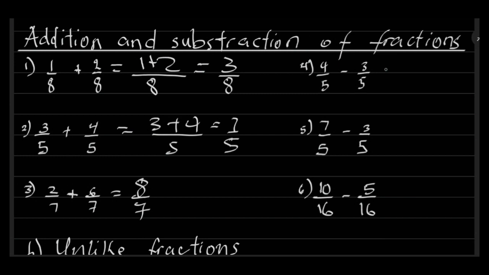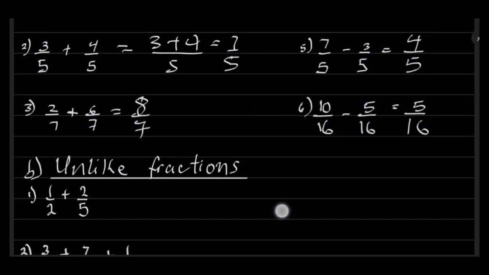Let's look at the subtraction too. It basically follows the same logic. We subtract the numerators, and the denominators are the same. That is why they are called like fractions. So we have a denominator of 5, and then we have 4 minus 3, that will give us 1 on 5. When we come to this section, 7 minus 3 is 4, so that will give us 4 on 5. 10 minus 5 would give us 5, so we have 5 on 16. And that's as easy as it goes. That is how we deal with like fractions when we are subtracting and adding them.